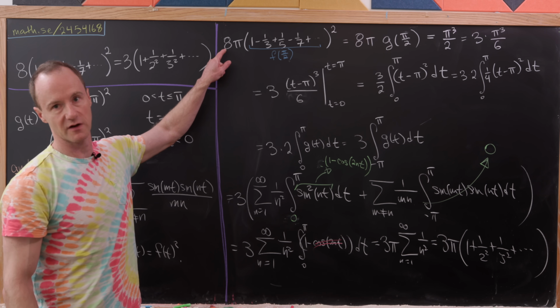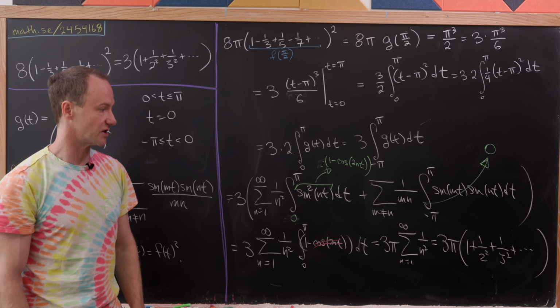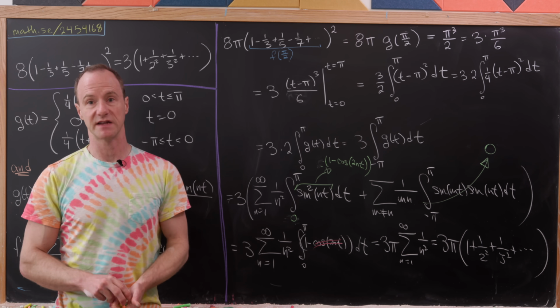But now if we look over here at the extreme left and the extreme right of our equation, if we cancel the pi's, we get the formula that we were going for. And that's a good place to stop.